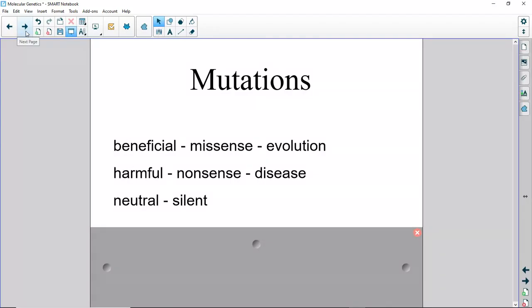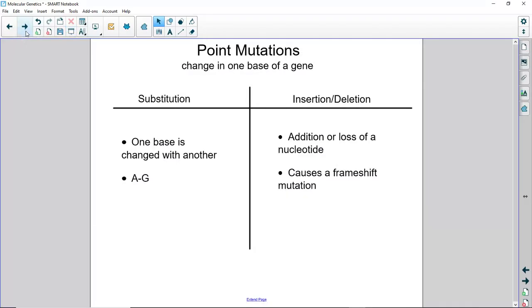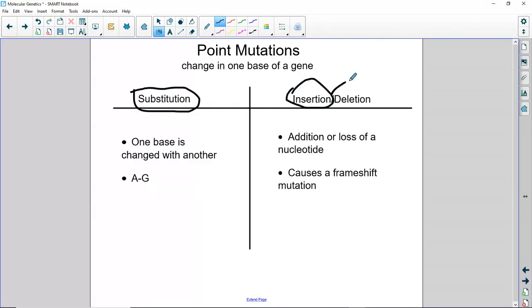We want you to know three different kinds of mutations this year. They fall under the banner of a point mutation, which is when one base is changed. One is called a substitution, where one base gets substituted for another. Another is an insertion, where you insert in between, changing the whole sequence, or a deletion.